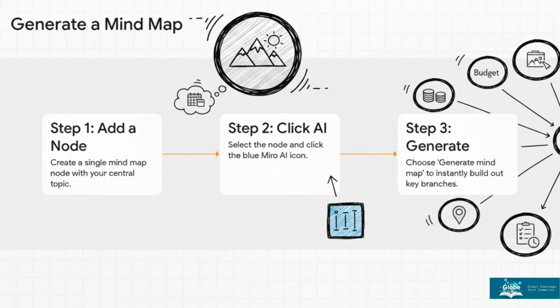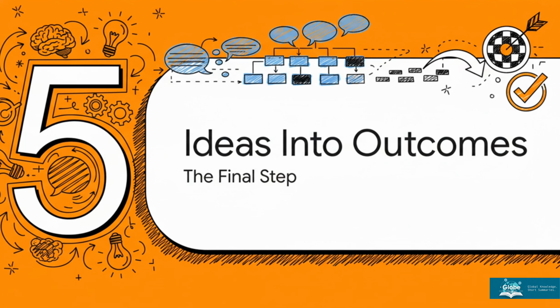Or check this out. Instead of building a mind map one piece at a time, just start with one little node. Let's say your topic is planning a company retreat. You click the AI icon, hit Generate Mind Map, and just watch. It will instantly build out all the main branches for you: budget, location, agenda, activities, the whole thing. It's amazing.